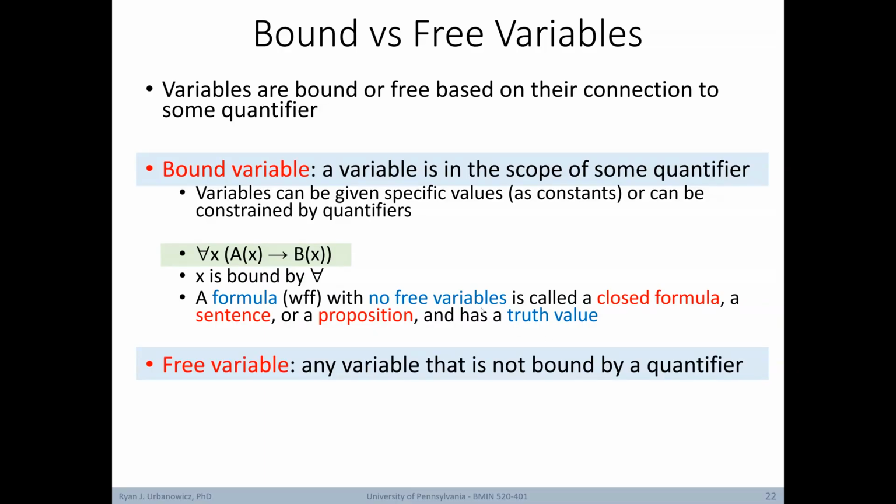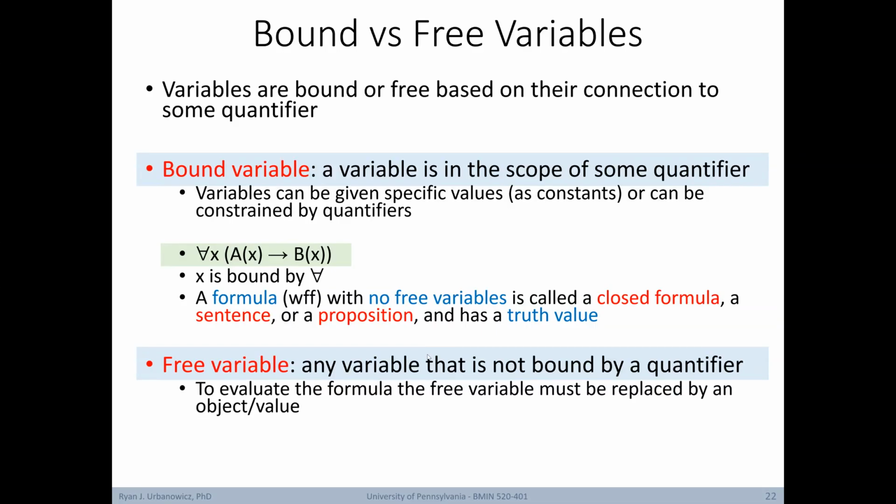A free variable is any variable that is not bound by a quantifier. In order to evaluate the formula, the free variable must be replaced by an object or value. Here's another example where we have the free variable z highlighted in red. This expression is simply a formula and not a closed formula. Therefore, it cannot be assigned a truth value as of yet.